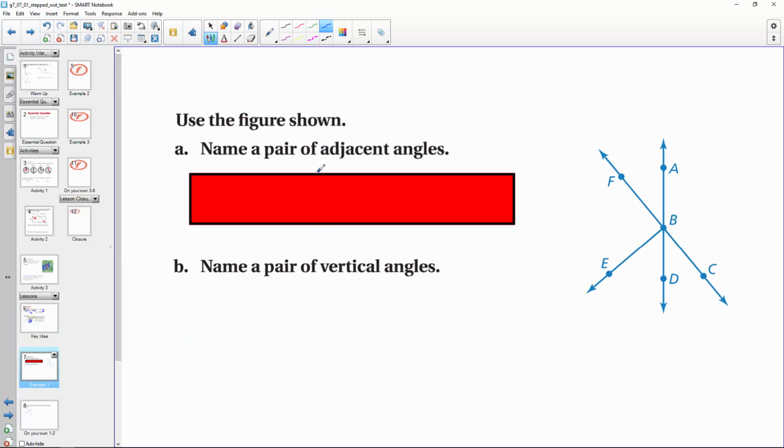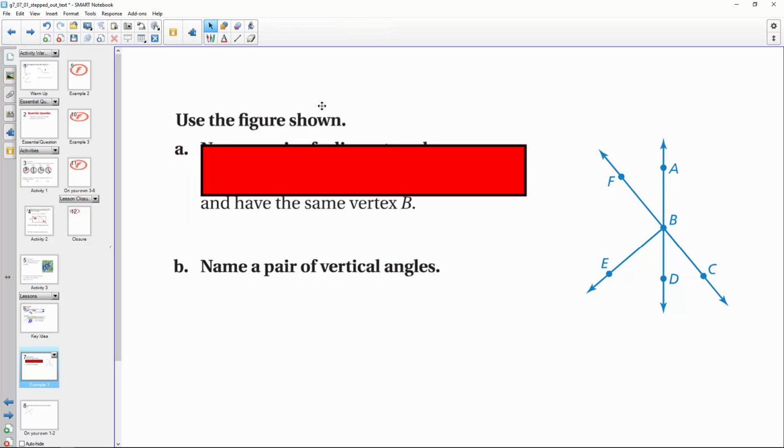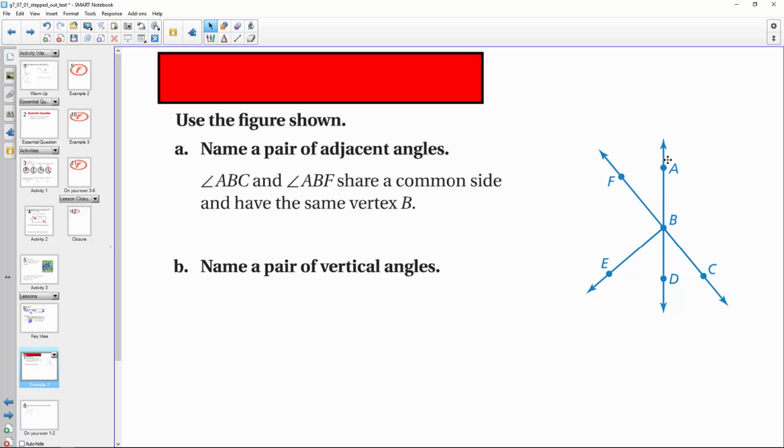So now we're going to go through here and name some pairs of adjacent angles. There's a couple of them on here. The very first one is ABC. So ABC and ABF are adjacent to each other because they have a common vertex and they're right next to each other. I could also say CBD and EBD. Those would also be adjacent angles.